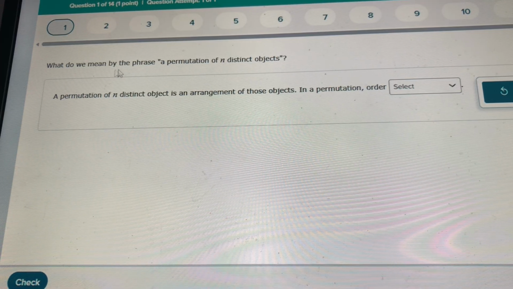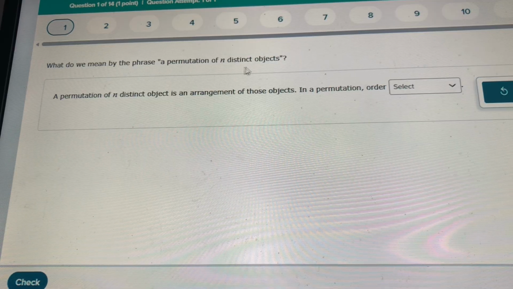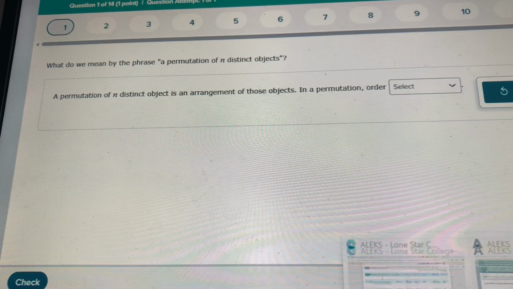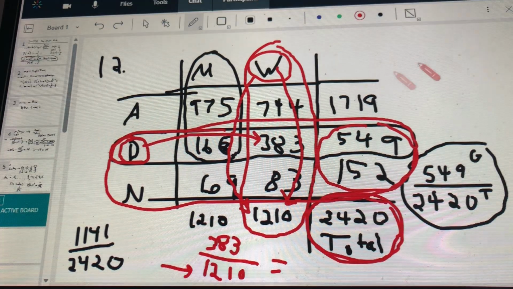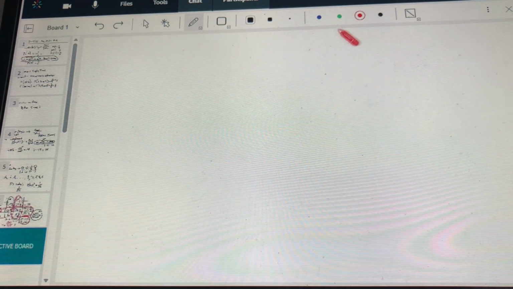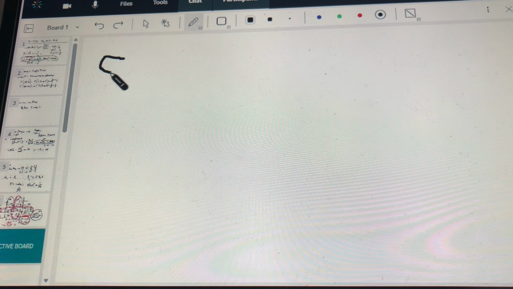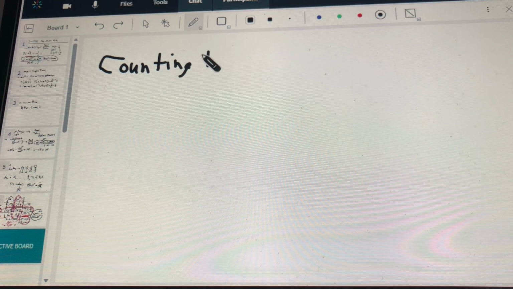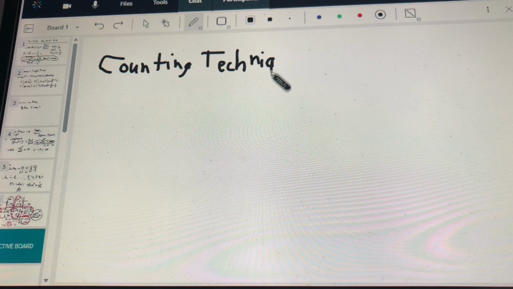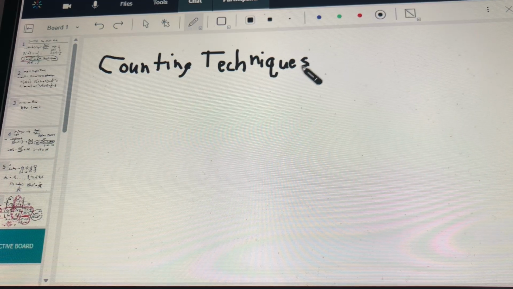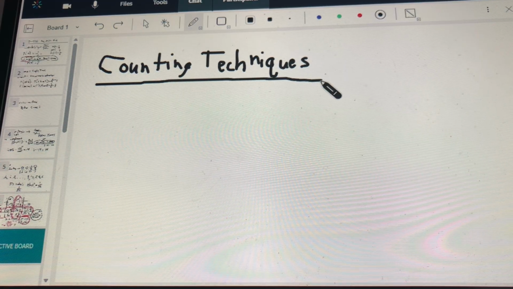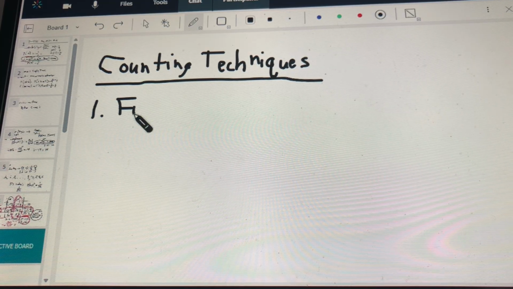Okay, what do we mean by the phrase a permutation of n distinct objects? Before we answer this, let me show you what's going on here. These are called counting techniques. Both this section and the next one are going to continue this. There are 3 counting techniques, and strangely they're doing the first 2 in section 10.2, and they're saving the third one for section 10.3. The first one's called the fundamental counting principle.